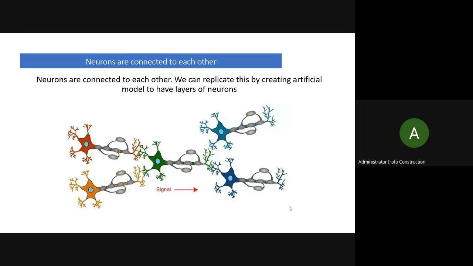Alright, still talking about neurons. We also know that neurons can connect to other neurons. When you watch this diagram, the colors you're seeing are all connections. One neuron connects to another neuron, so we can have a lot of neurons connected together. We also use this idea to implement our neural networks. We should be able to get nodes or neurons that connect to each other.